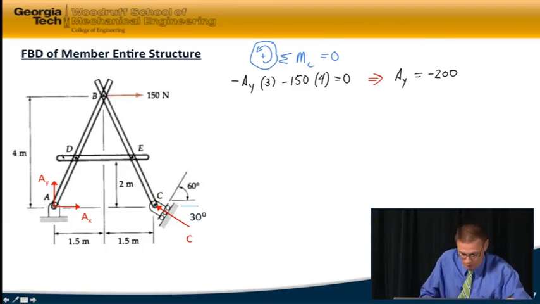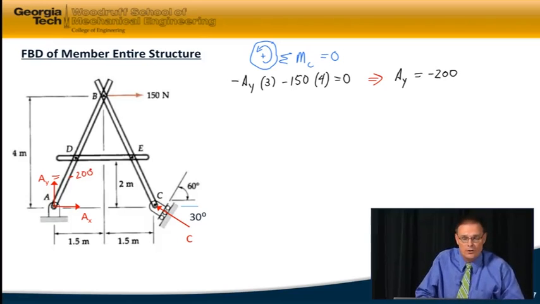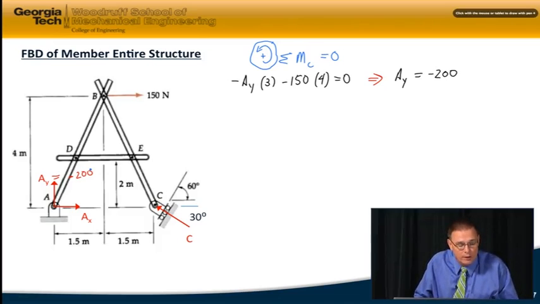That checks because we had drawn it up. We said physically it looks like it has to be down, and it does come out to be down because AY ends up being negative. All right, let's do another equation of equilibrium.